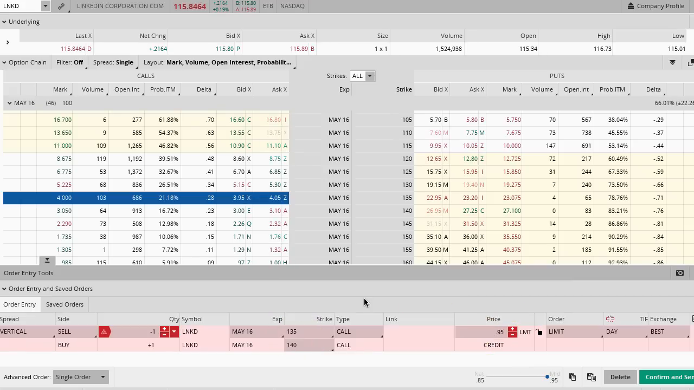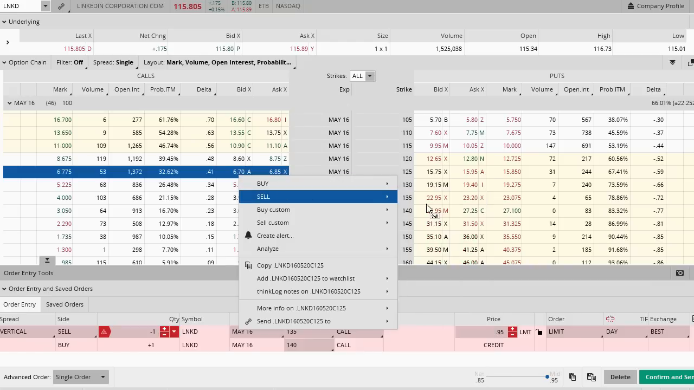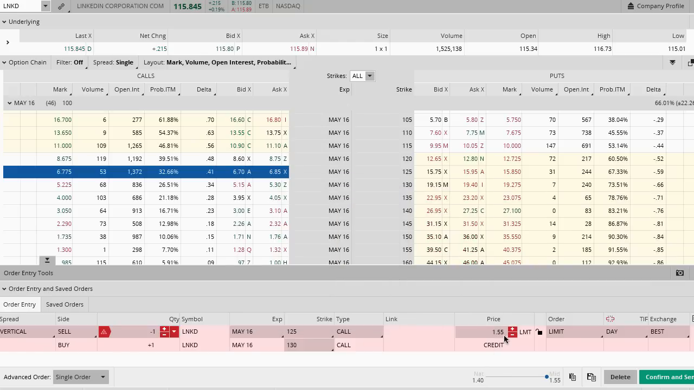If we look at something a little bit closer, just like we did with CMG, let's look at these 129 calls that have a 32% chance of being in the money. So roughly a 70% chance of being a winner on this one. And if you look here, if we sell this spread, you can see that those are paying out just a little bit less than what they should be. They should actually be paying out about 160, 165 based on a 32% chance of being in the money.